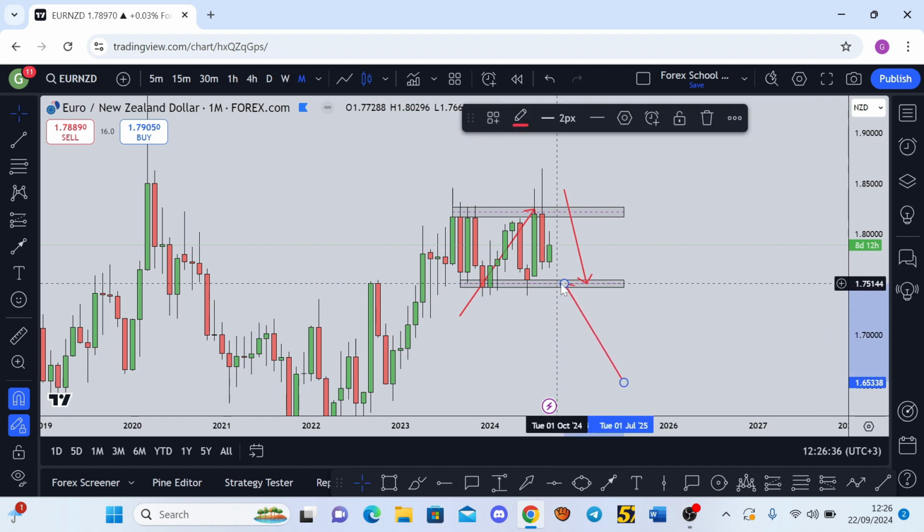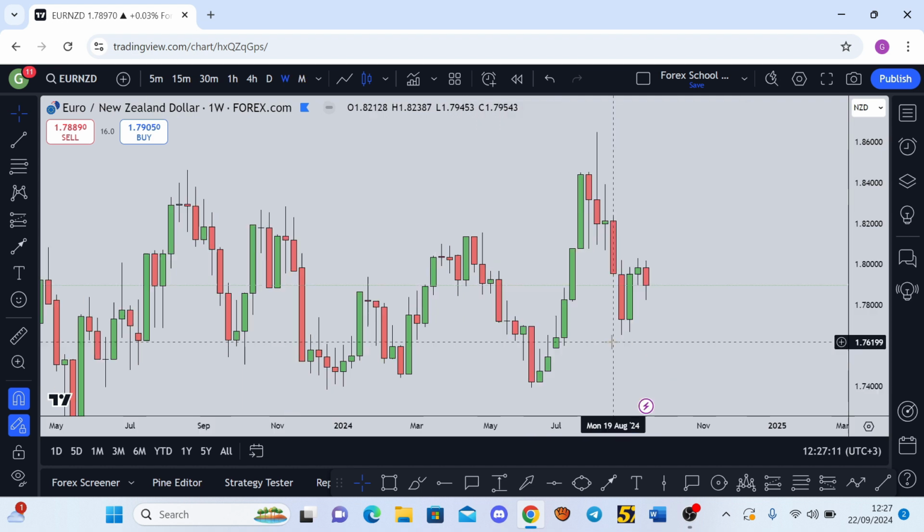So I'm going to drop down to the weekly time frame to see what perspective we get. Now this is a weekly time frame, and within the monthly range we see that there's a weekly structure that is currently forming at the moment, and I want us to break it down a little bit.